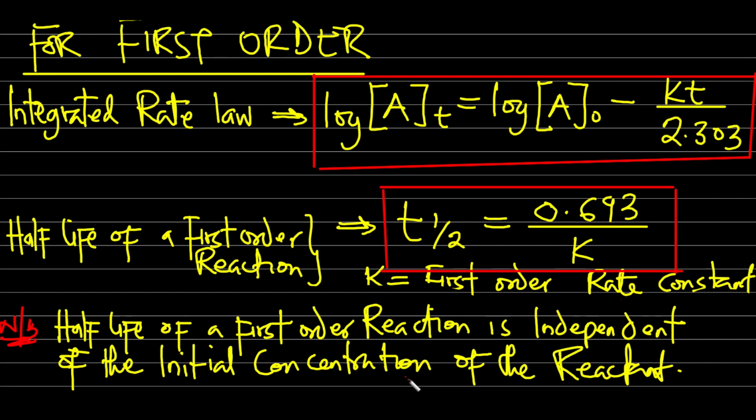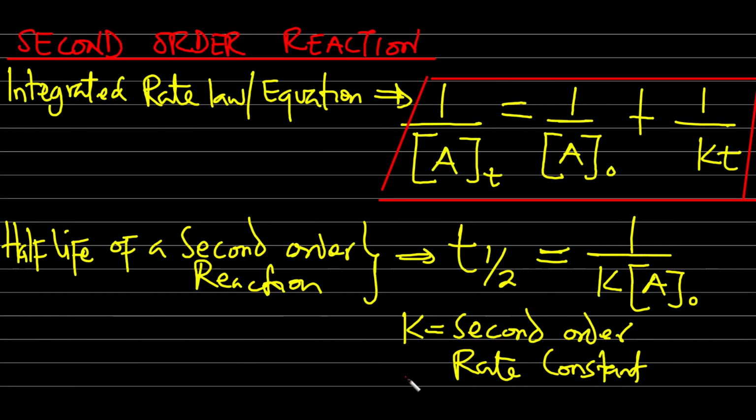Do not confuse or mix it up with that of a first order reaction, where the half-life is what is independent of the initial concentration of the reactant. For a zero order reaction, it is the rate that is independent. Okay, all right, now let's look at the second order reaction.